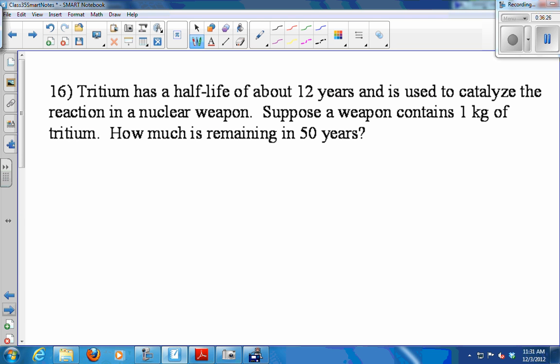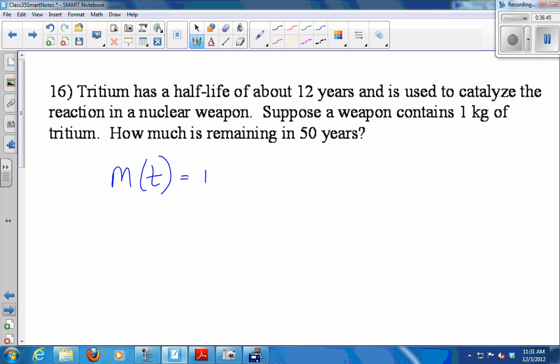Here's a classic example. Tritium has a half-life of about 12 years. It's used to catalyze the reaction in a nuclear weapon. Suppose a weapon contains 1 kilogram of tritium. How much is remaining after 50 years? So we'll write down the formula.